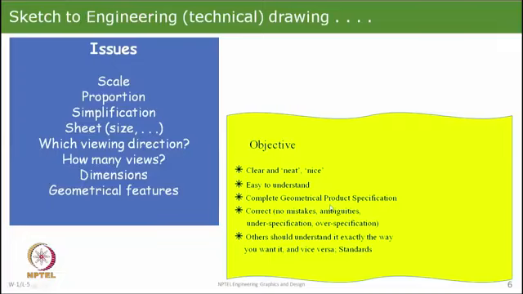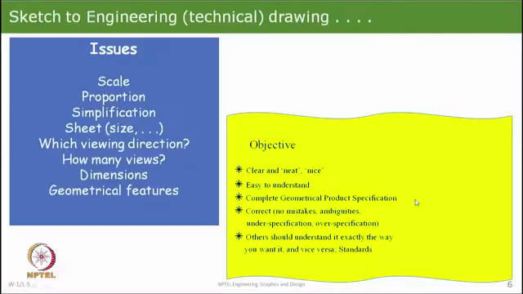The next is what we call geometrical product specification. Our objective of making an engineering drawing is to convey the geometry of a product, a component, and specification gives you all the values like the size, the curvature, all of that. So, GPS in this context is what we are looking at.